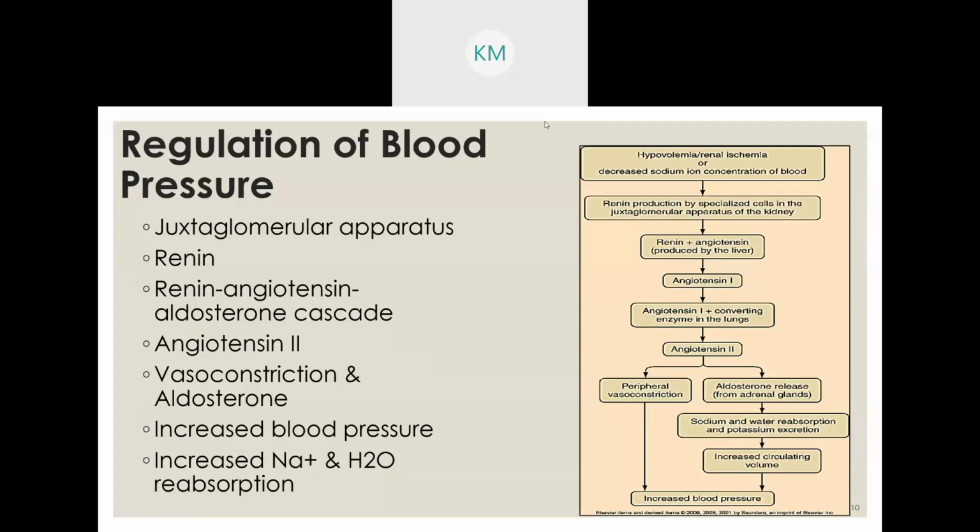Once renin is released, it activates the renin, angiotensin, aldosterone cascade, shown on the right. This now causes the production of angiotensin II, resulting in vasoconstriction and release of aldosterone from the adrenal glands. All of this in place will have a positive effect on raising BP and increasing sodium and water reabsorption in the distal tubule and collecting ducts.